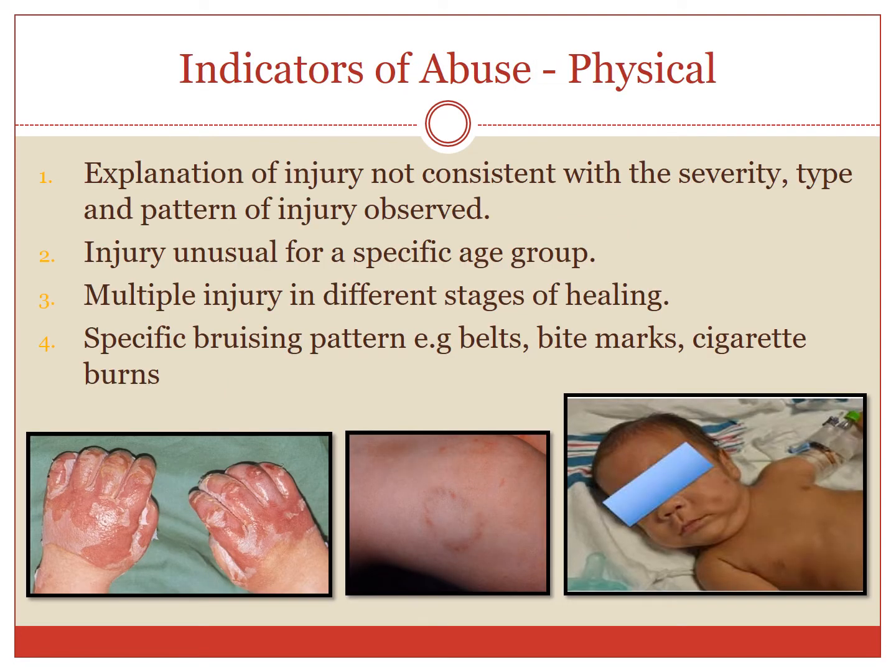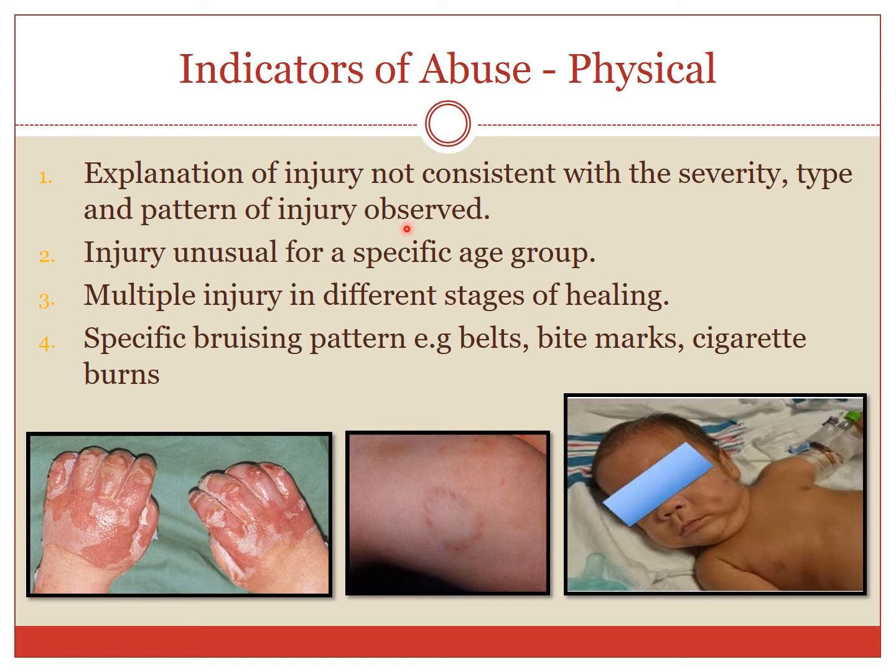So what are the indicators of physical abuse? How do you recognize physical abuse? Remember these four points. Number one, the explanation of injury given by the parents or caretaker is not consistent with the severity, type, and pattern of injury observed. The parents may say this is an accidental injury, but you may feel that it is not accidental, it's an inflicted injury.